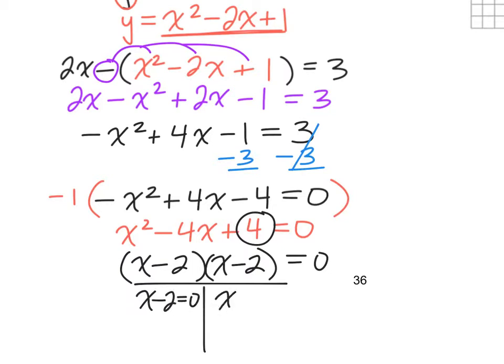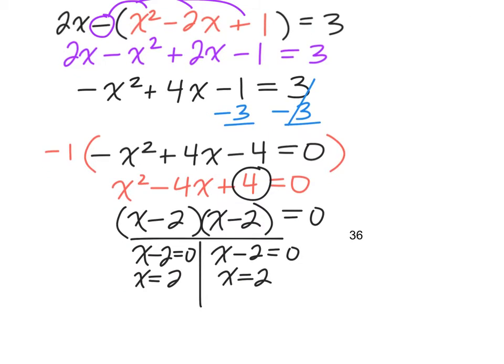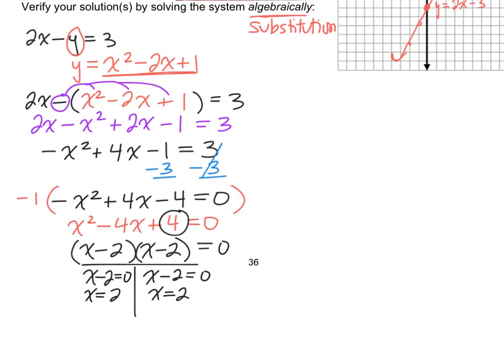We're going to get two solutions, but they'll both be the same. X equals 2, x equals 2. So I only need to write it once. But it is possible I could have more than one possible x value, in which case I might have more than one intersection. So that could be problematic.